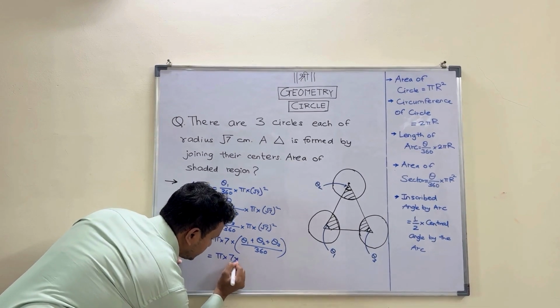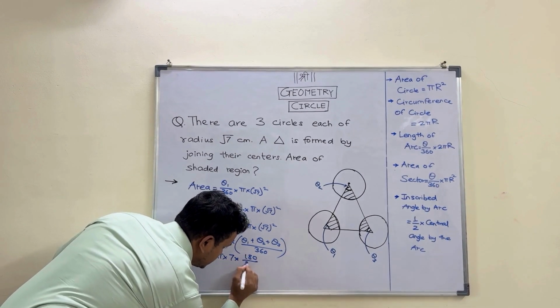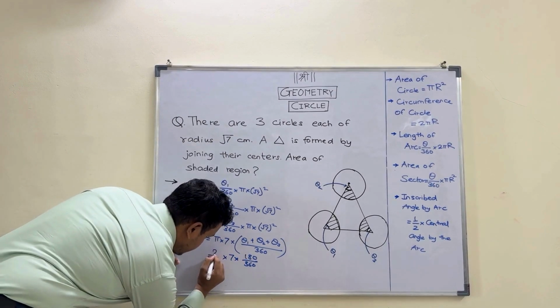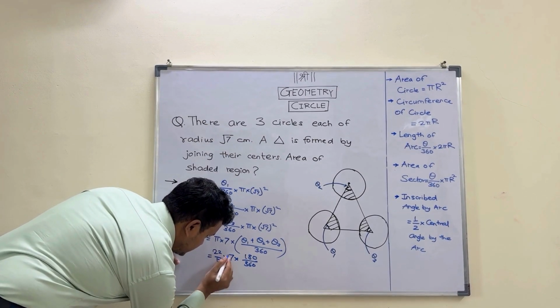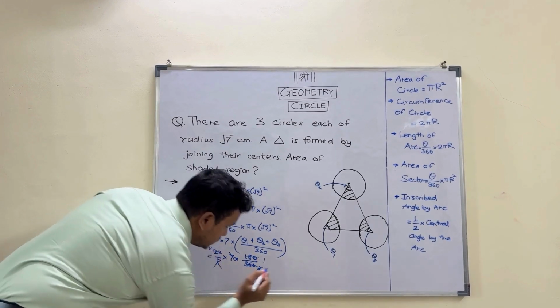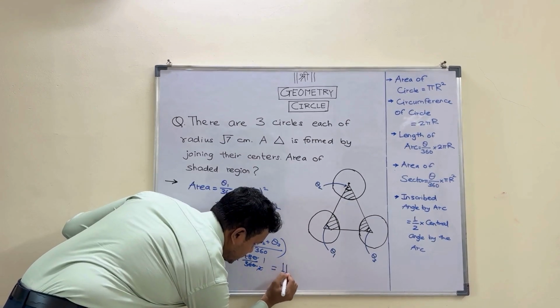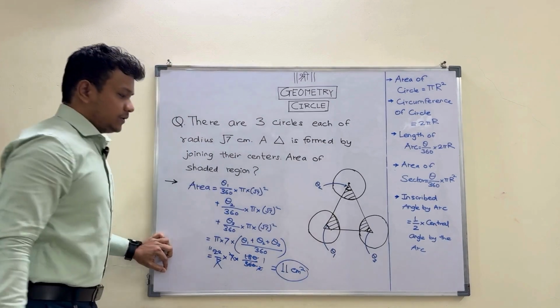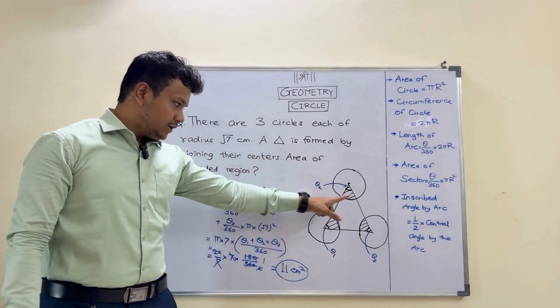Pi into 7 into 180 by 360. So I put pi as 22 by 7 here. 7 I cancel it. It's 1 by 2. 2 into 11. My final answer would be 11 centimeters square. So this is my final answer, the area of the shaded region.